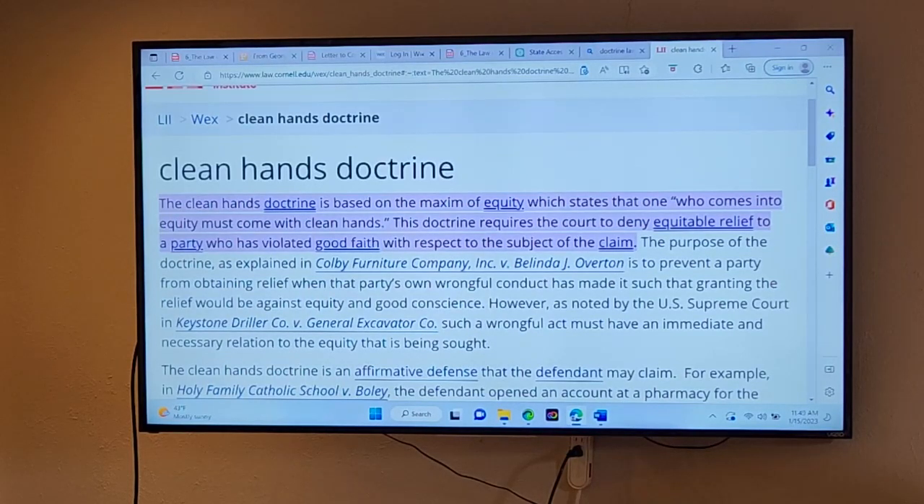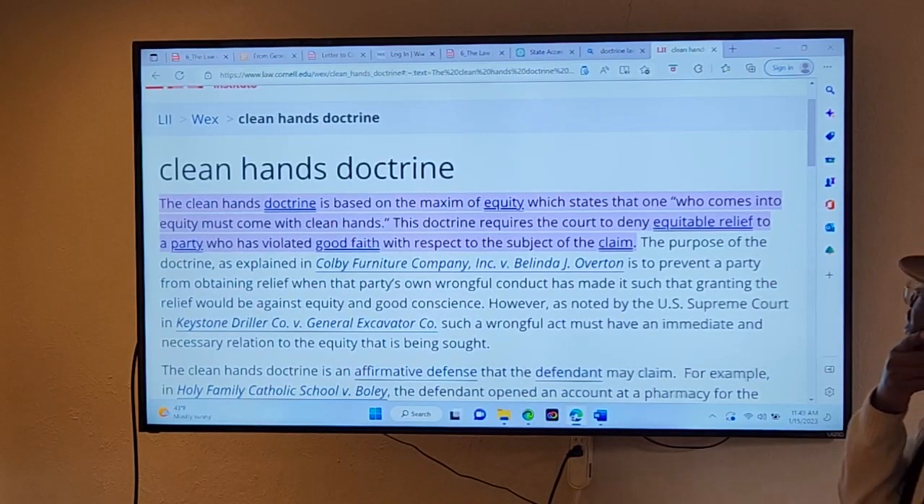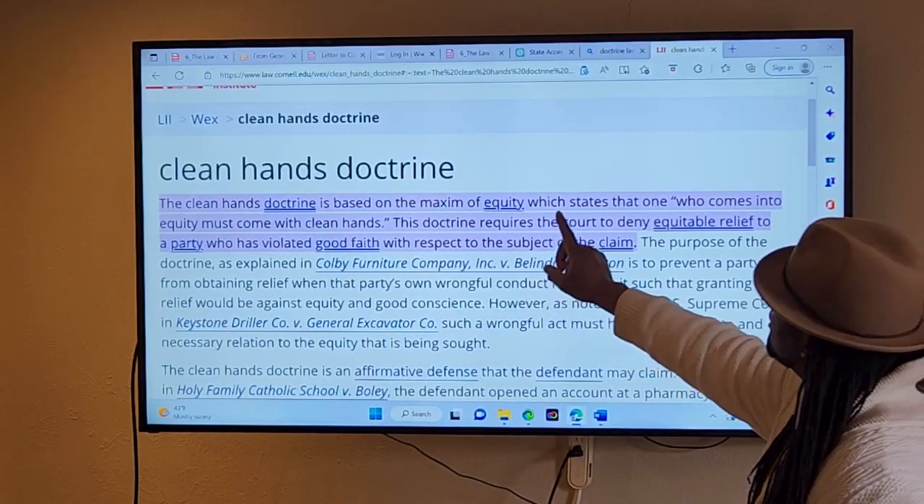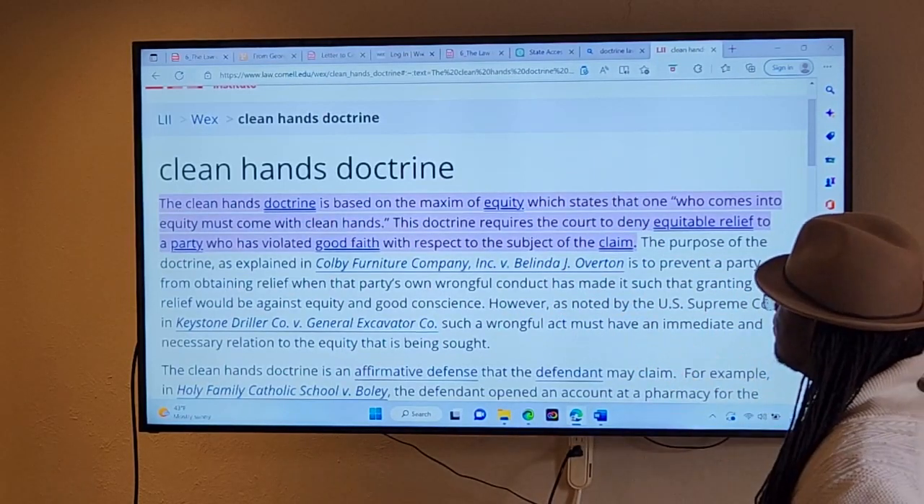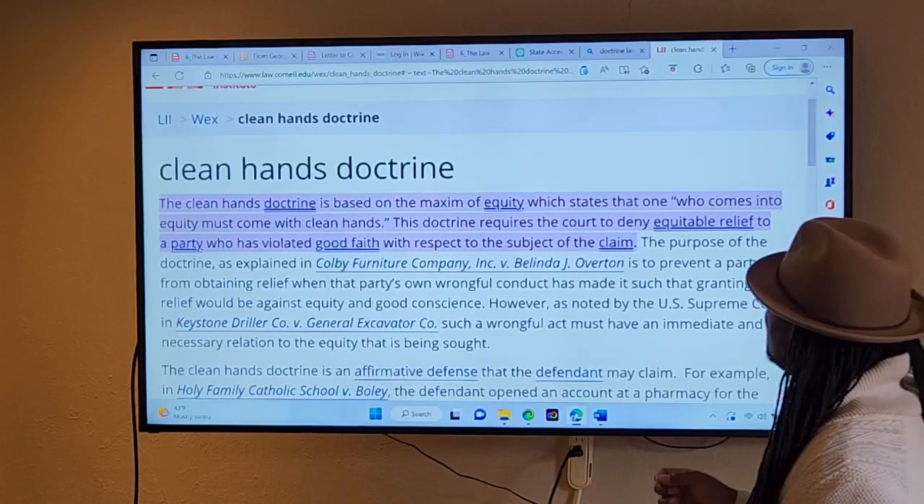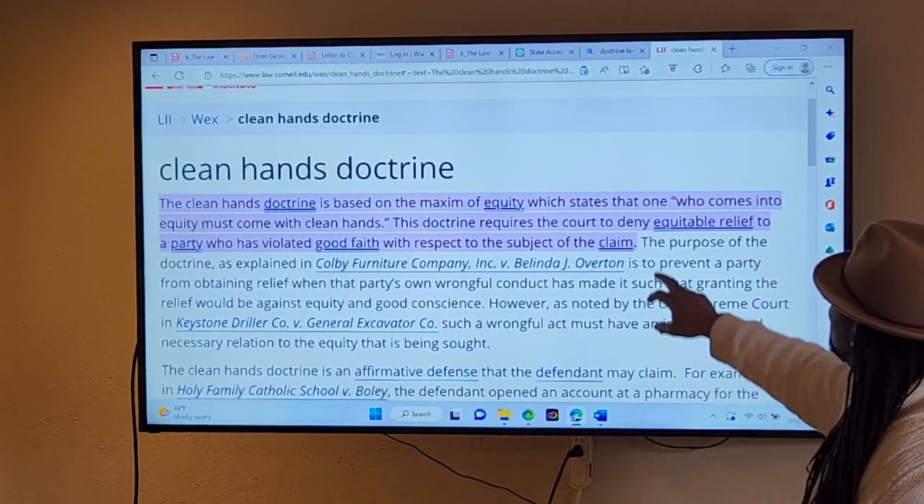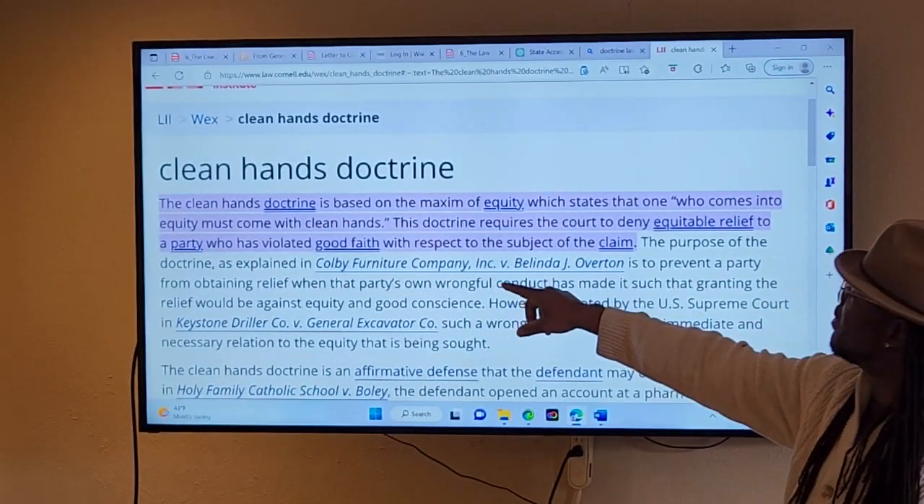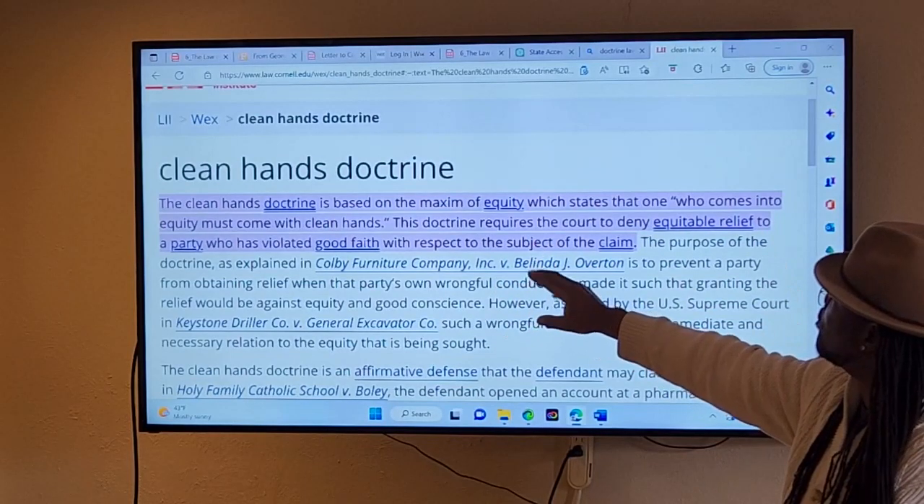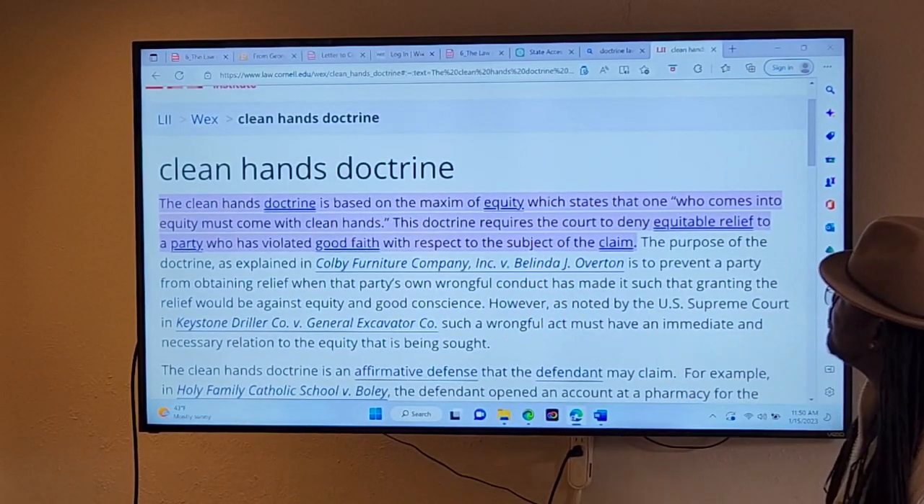This doctrine requires the court to deny equitable relief to a party who has violated good faith with respect to the subject of the claim. Okay, stop there. The clean hands doctrine is based on a maxim of equity, which states that one who comes into equity must come with clean hands. This doctrine requires the court to deny equitable relief to a party who has violated good faith with respect to the subject of the claim.